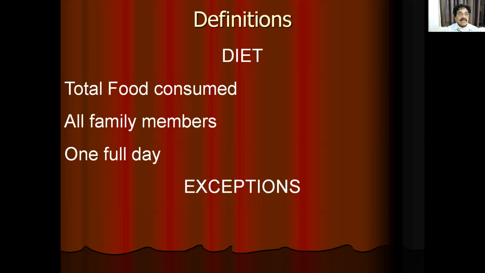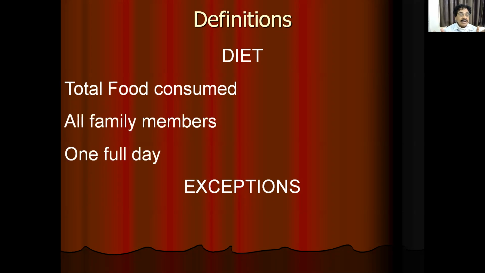Right? It is defined as the total food consumed by all the family members in one day, that is 24 hours, starting from morning to evening to the midnight. Whatever that you are eating, it is called as food, as a diet. There is nothing like individual diet. There is nothing like one person's diet, because food is always consumed by family members.